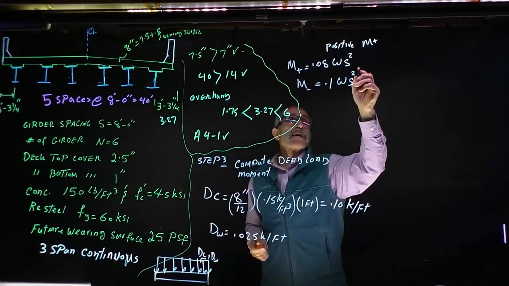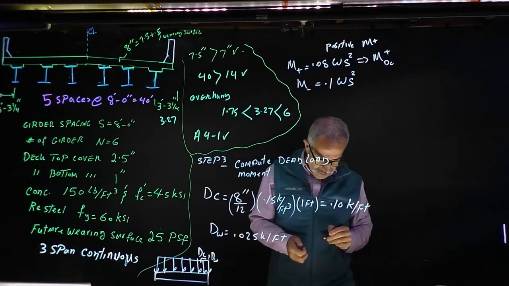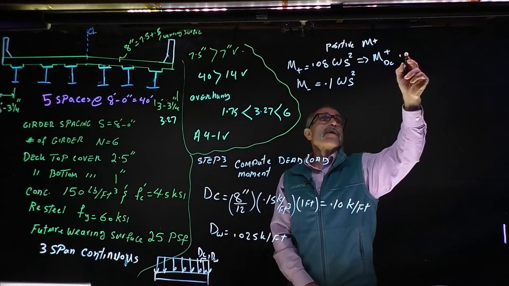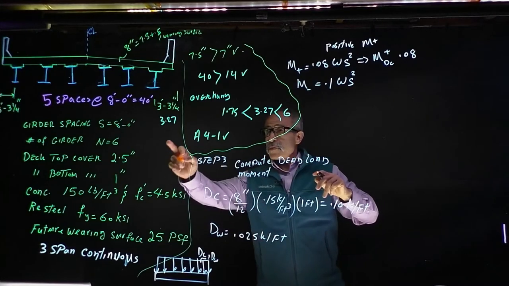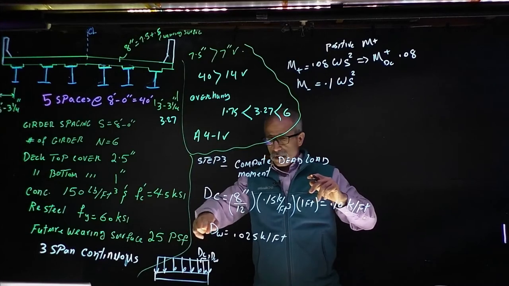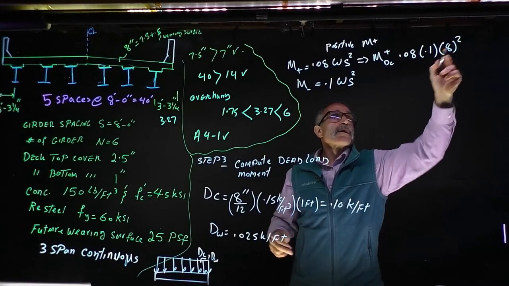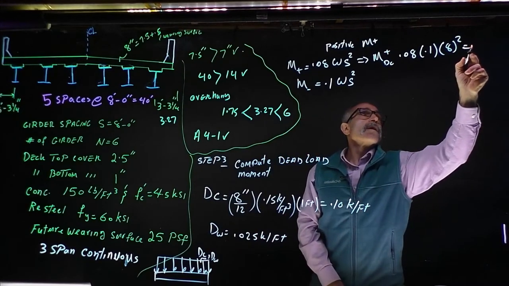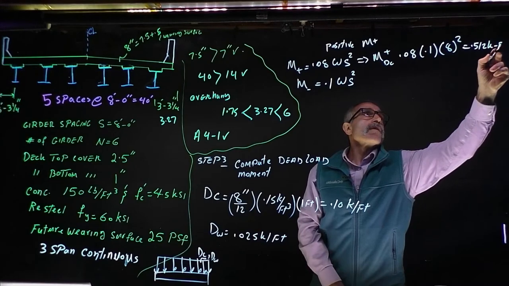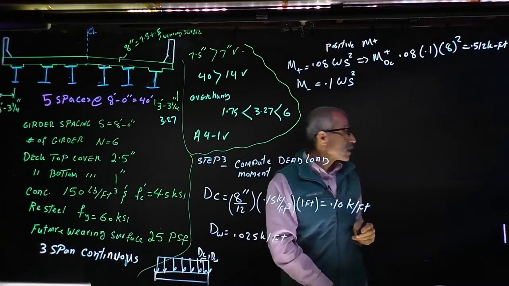And therefore, from here, my M DC positive is going to be 0.08 times my load, which came out to 0.1, times the span 8 squared. S is 8, that's 8 squared. And I end up with 0.152 kip-foot. This is my limit, so I'm going to stay right there.